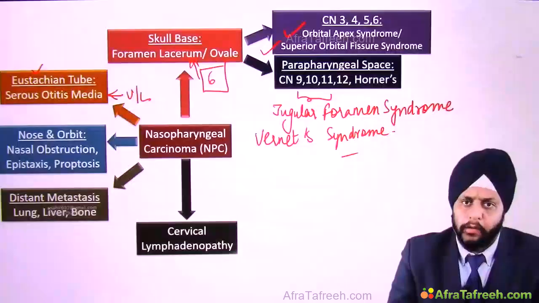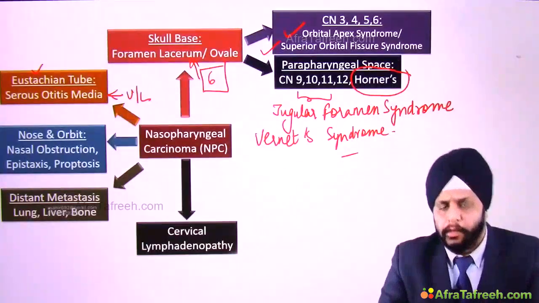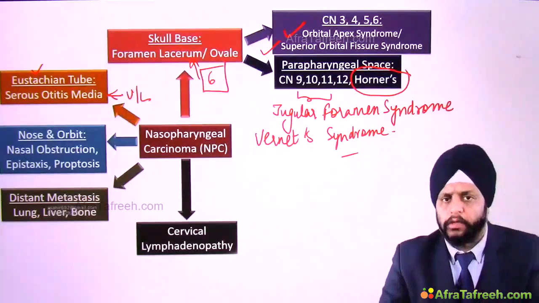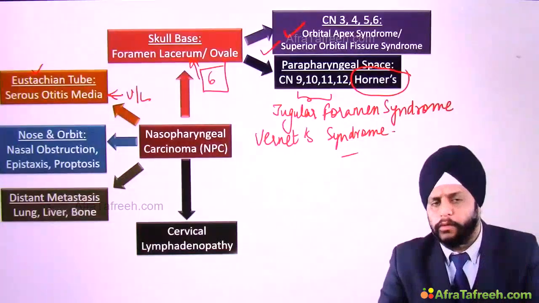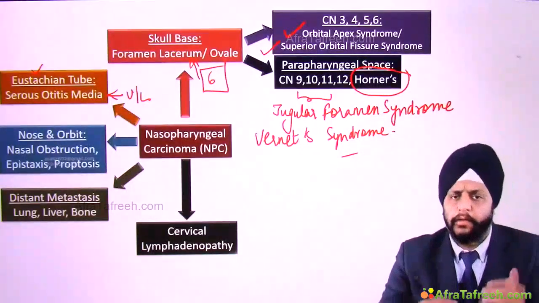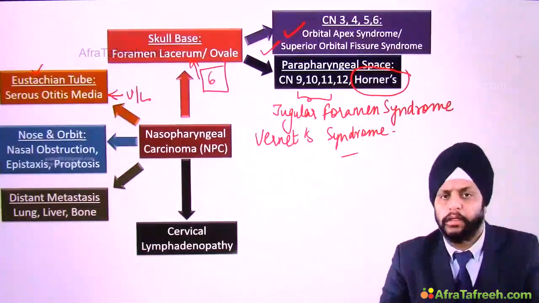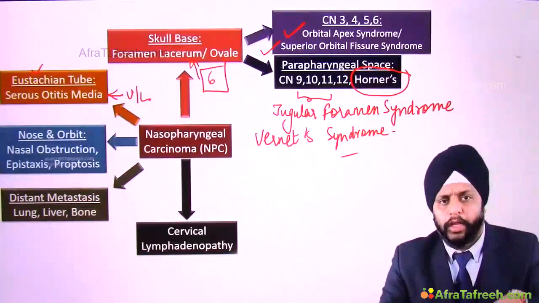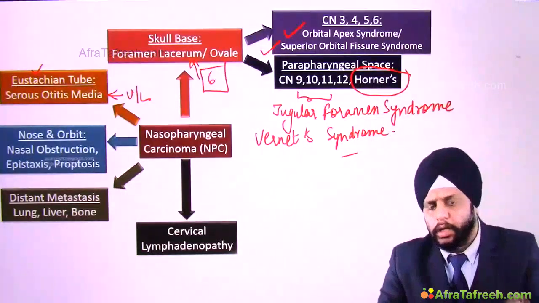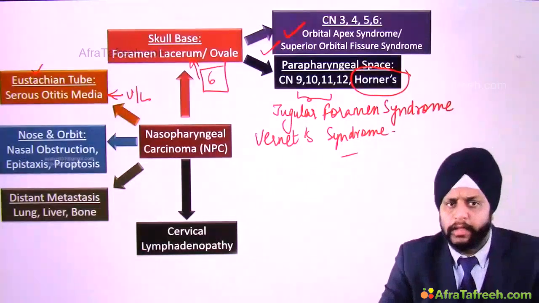Okay, Horner syndrome. Now Horner syndrome means that the sympathetic chain has been involved, right? So there is ptosis, miosis, anhidrosis, and enophthalmos, right? And there is loss of the ciliospinal functions. So that is your Horner syndrome. Now these all may be involved when the NPC goes into the parapharyngeal space, right? Okay, where else can it go?